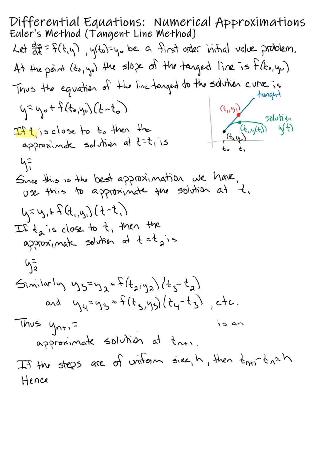Now, if t1 is close to t naught, then we can get an approximation at t equal to t1. All I'm going to do is take this equation right here and evaluate it at t1, so it'll look very similar. So y1 is equal to y naught plus f of t naught, y naught, times t1 minus t naught. So there's my approximation for y1.